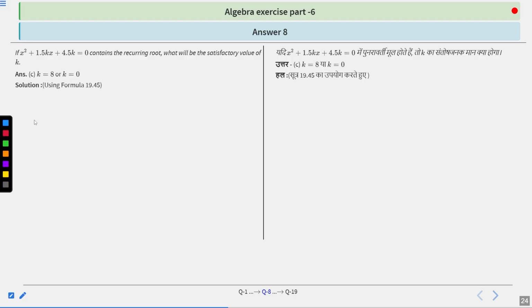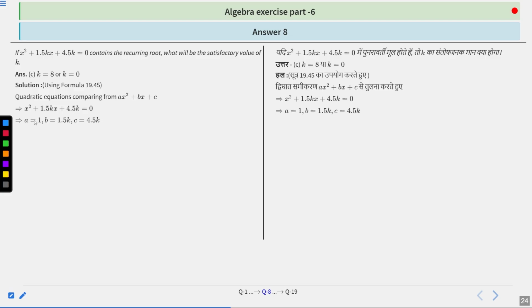Now, we are going to use formula 19.45 to solve this question. So, comparing the quadratic equation with ax square plus bx plus c equal to 0, the equation given to us was x square plus 1.5kx plus 4.5k equal to 0. Therefore, on comparison, we can say that the value of a is equal to 1, b is equal to 1.5k, and c is going to be equal to 4.5k.